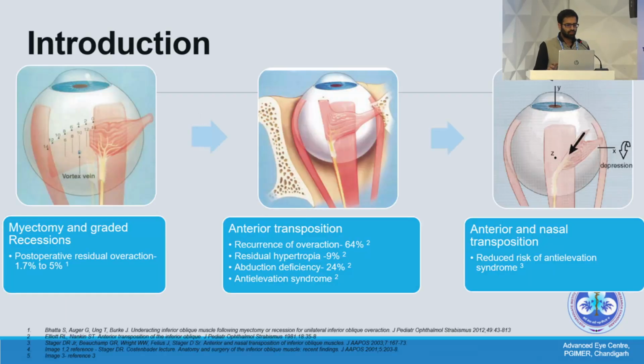So the history of IO weakening procedures starts from myectomy and recessions, which, though a very strong surgery, still has a postoperative overaction in about 1.7 to 5% of cases. Thereafter, anterior transposition was developed, which did have the complication of anti-elevation syndrome. Keeping that in mind, anterior nasal transposition was developed, which reduced this risk.